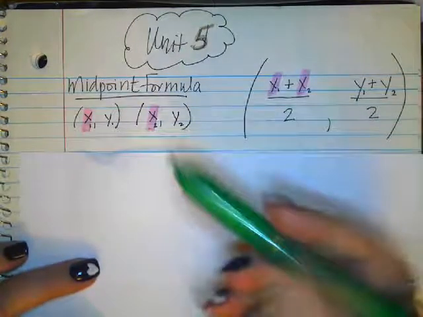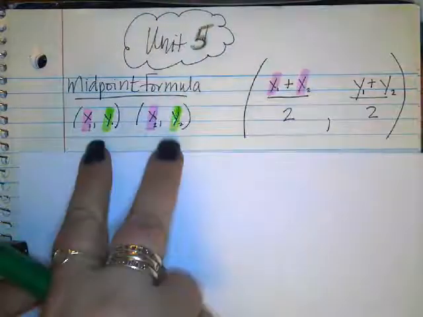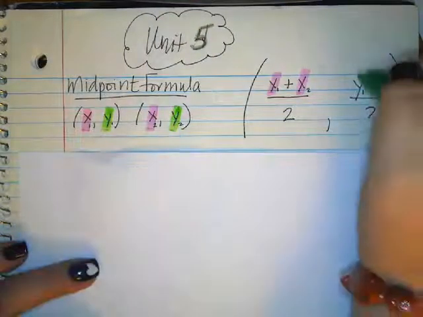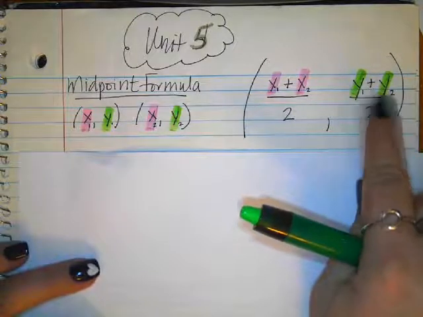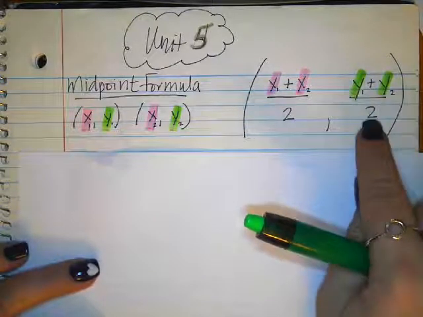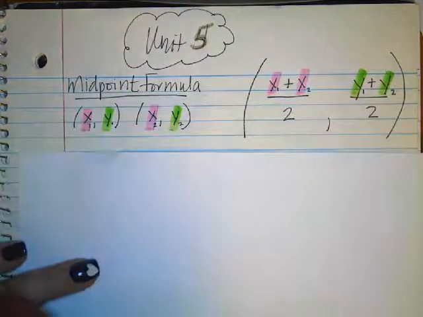For our y's, we're going to take both of the y values from the given points, and we're going to replace them here into the formula. Just like we did with the x's, we're going to add the y's together and divide by 2 to find our y value.